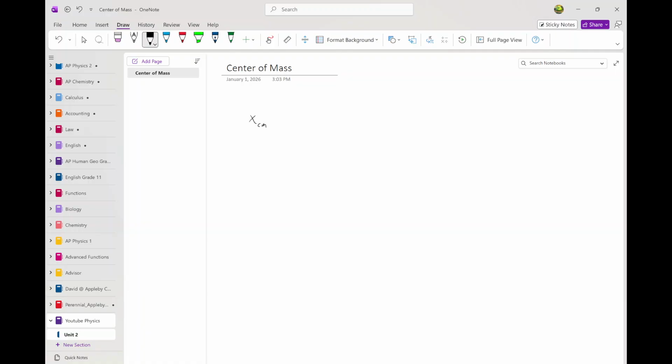X center of mass equals sigma. Sorry, I have a hard time drawing this symbol. Then you have the mass of the first object, along with its location, or distance, or position, really. That's kind of what x represents, but it can also be referred to as d1, not to be confused with anything else.